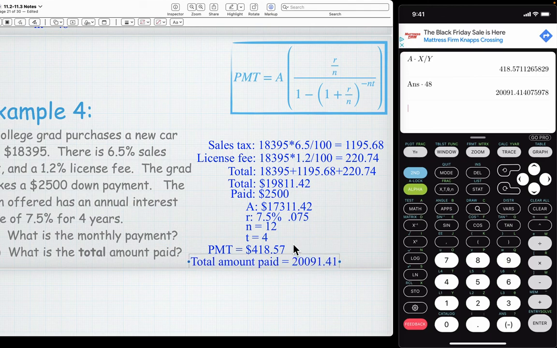Anyhow, that's a monthly payment sort of calculation.